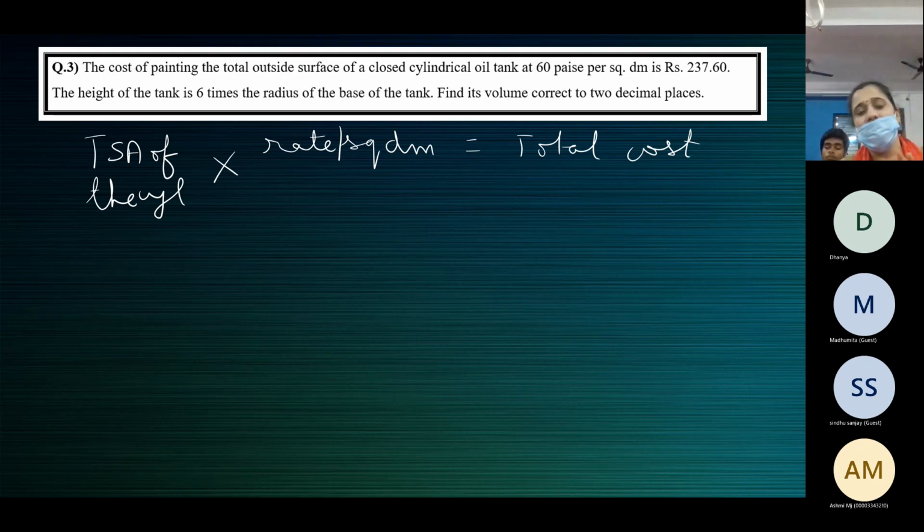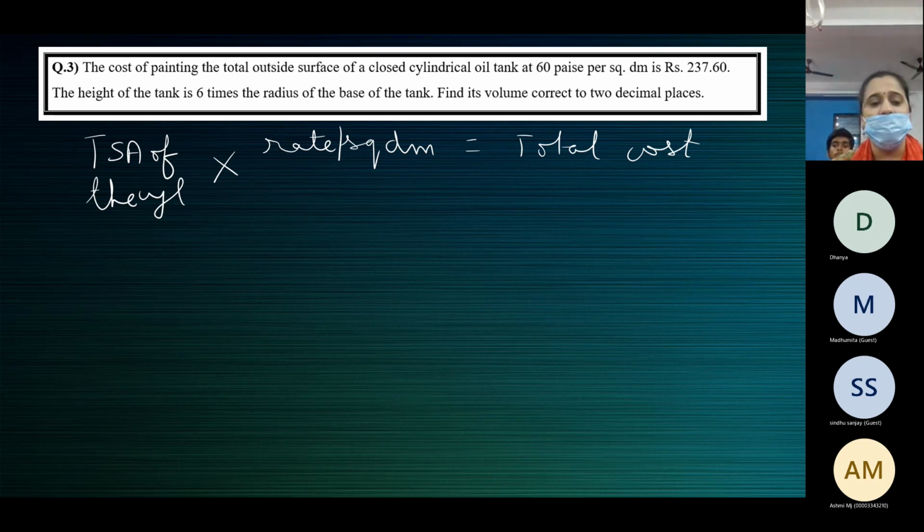When we talk about solids, we can find two things: volume or area. It will be either volume into rate or surface area into rate. That's all it can be. Why is it surface area here? Because you're painting the surface, all over on the outside. That means the total surface area: the top circle, the bottom circle, and the curved surface area. You're painting all this.